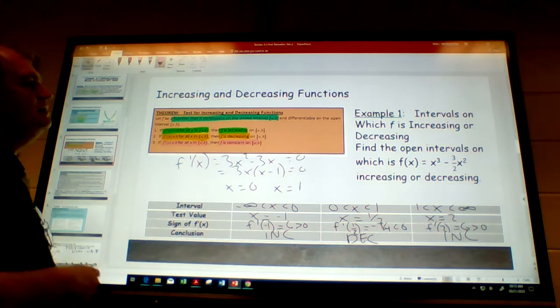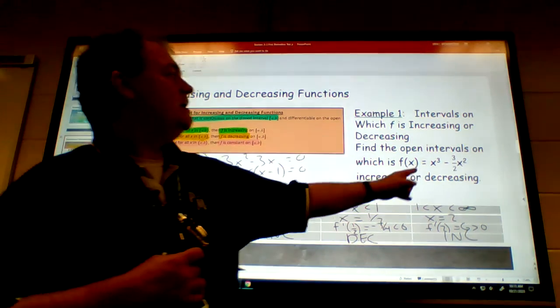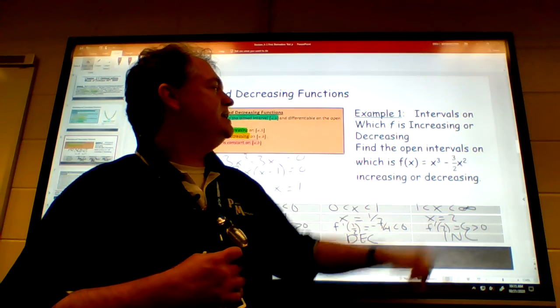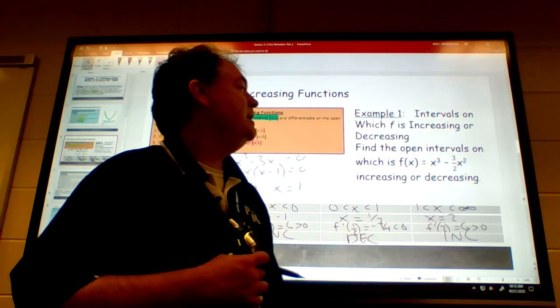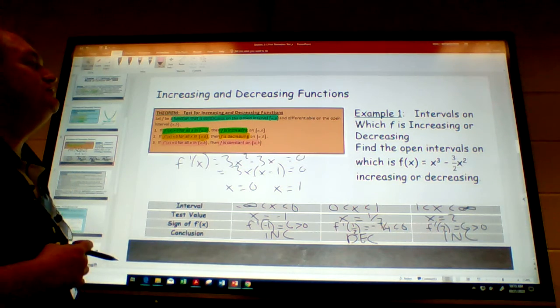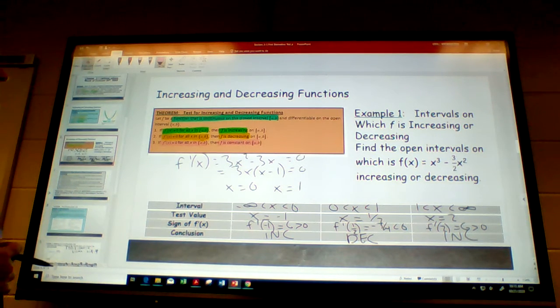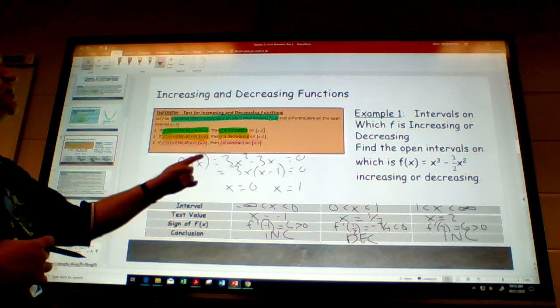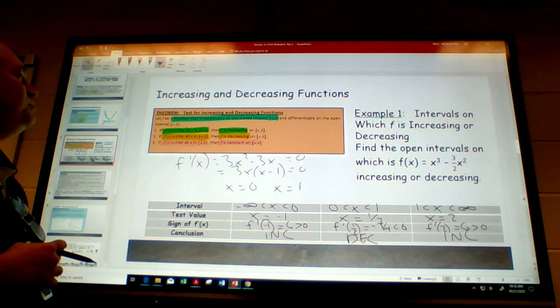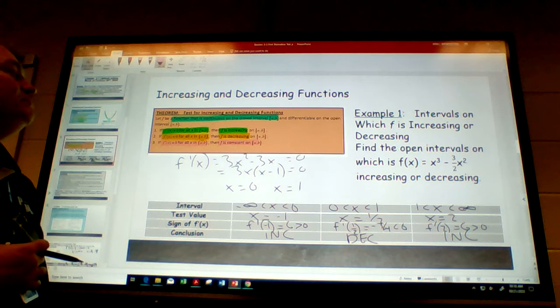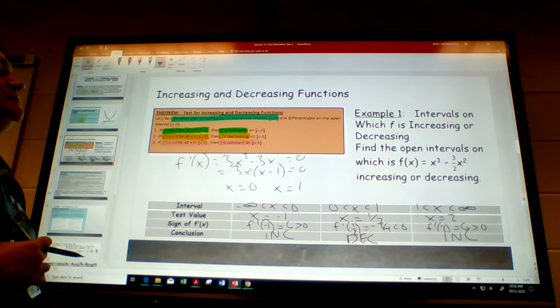if we look right here, the function is f of x equals x to the third minus 3 over 2 x squared. And we want to find the intervals for which it is increasing or decreasing. So we determine the critical numbers by determining f prime of x, which ends up being 3x squared minus 3x. We set that equal to 0.